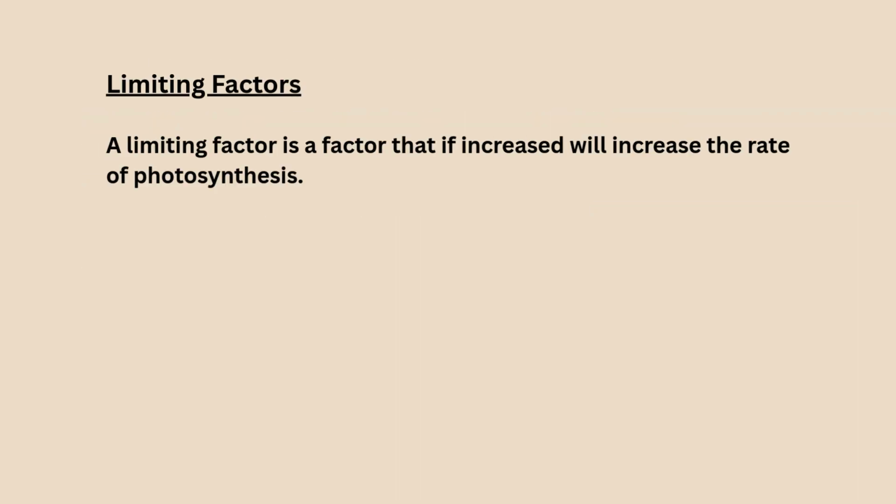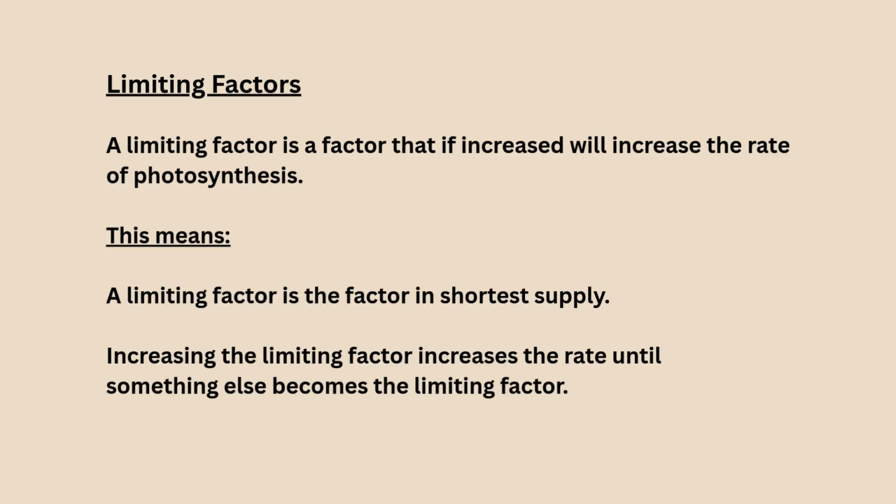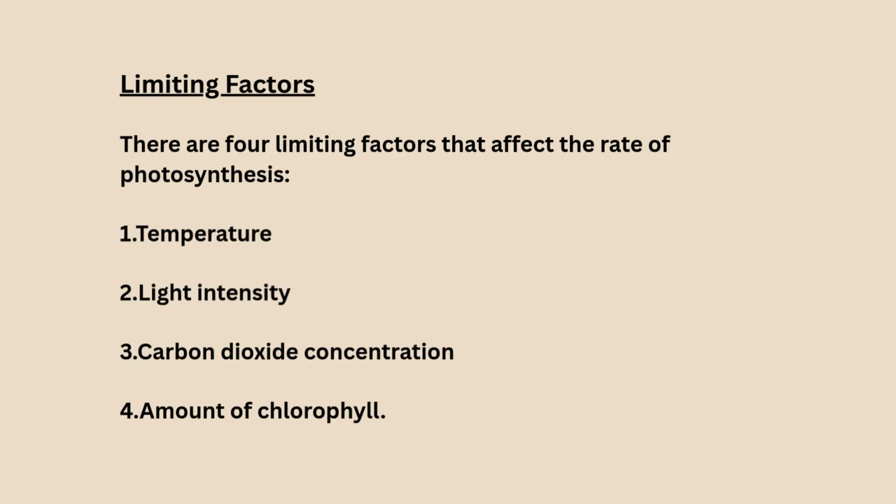A limiting factor is a factor that, if increased, will increase the rate of photosynthesis. This means that a limiting factor is the factor in shortest supply, and increasing the limiting factor increases the rate until something else becomes the limiting factor. There are four limiting factors that affect the rate of photosynthesis: temperature, light intensity, carbon dioxide concentration, and the amount of chlorophyll.